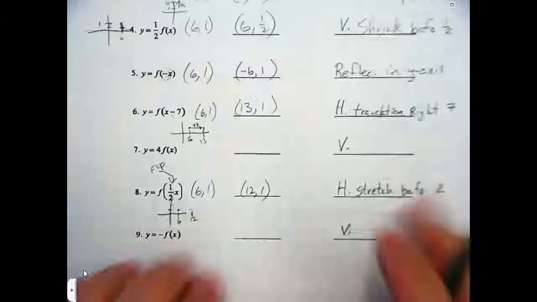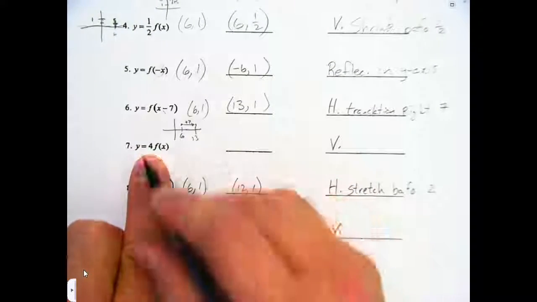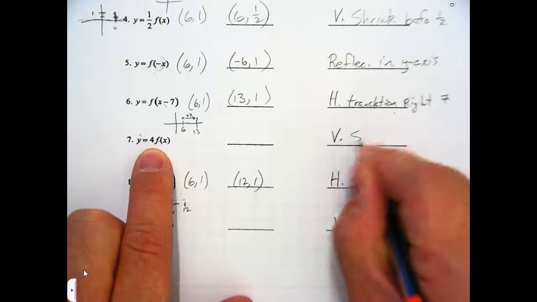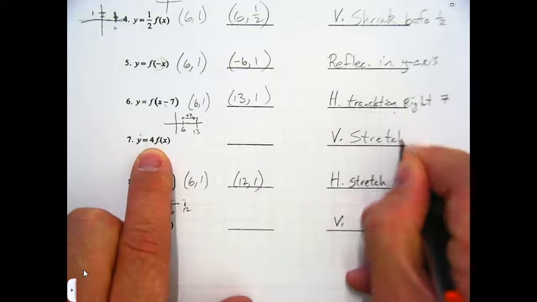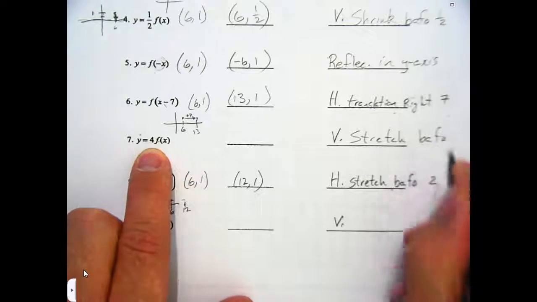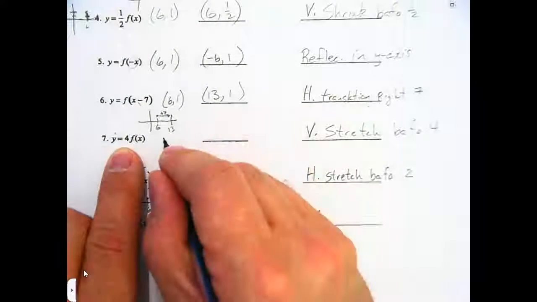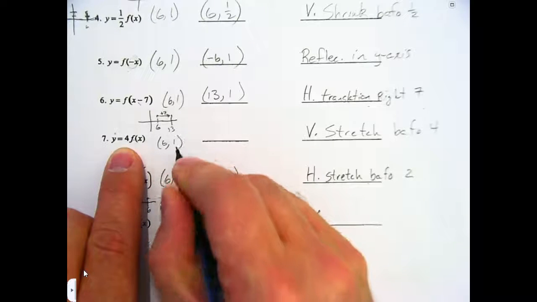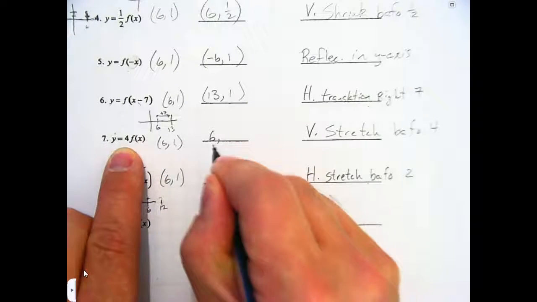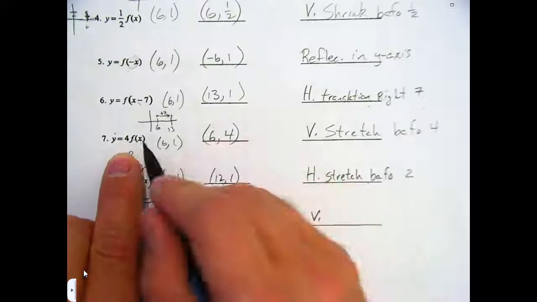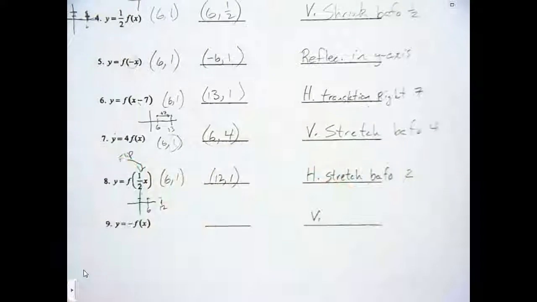All right, number 4. Number 7, vertical is a stretch or shrink. Stretch. BAFO, 4. Okay, so our value that was at 6, 1, that Y is going to become 6, 4. We are multiplying it by 4. Yep, you multiply the 1 by 4.